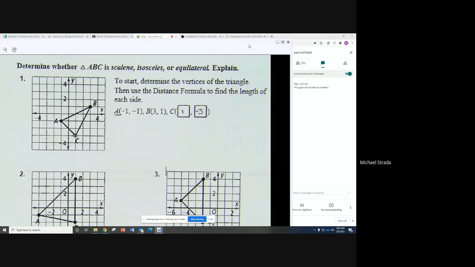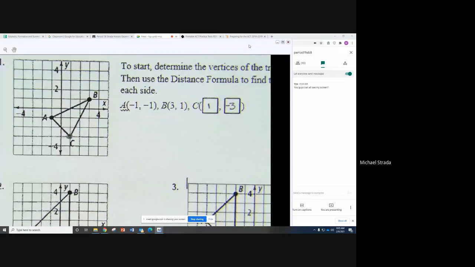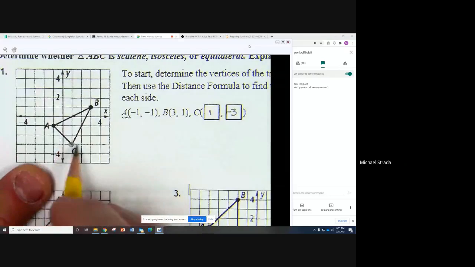So now when you do this tonight, it's due tomorrow at 3 o'clock. All I need to see is the result of your side lengths. I don't need to see your work. If you want to show the work, fine. But I just need to see the side lengths.